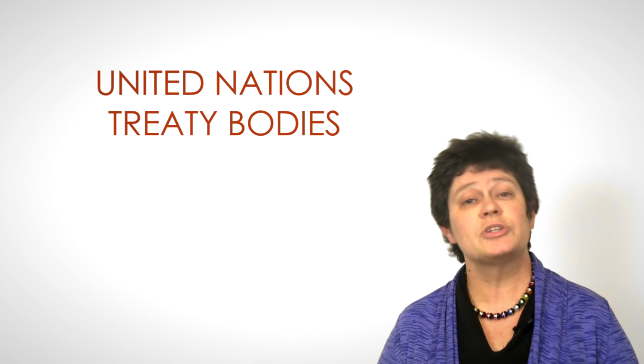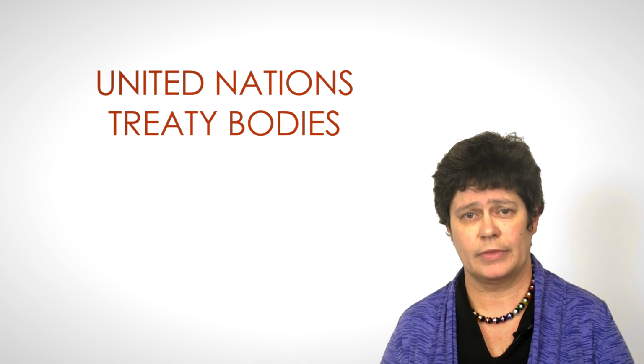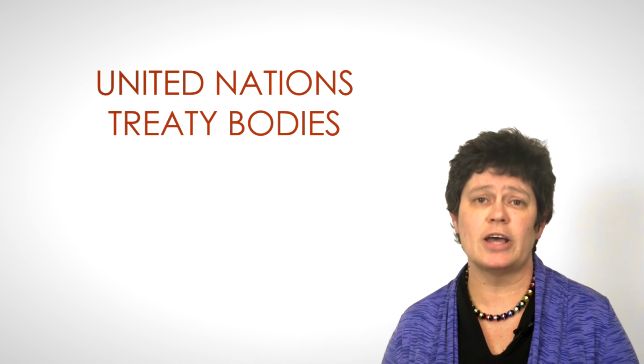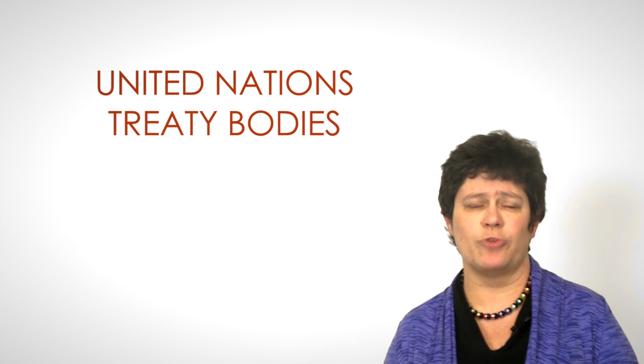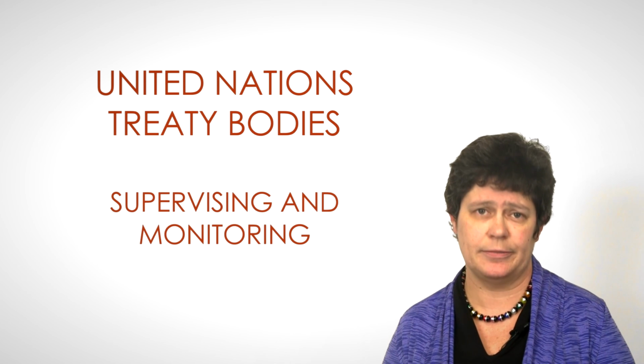So, first, the United Nations treaty bodies, which is sometimes known as the United Nations Human Rights Committees. Each of the 9 core treaties has a human rights treaty body, which is responsible for supervising and monitoring the implementation of the relevant treaty.